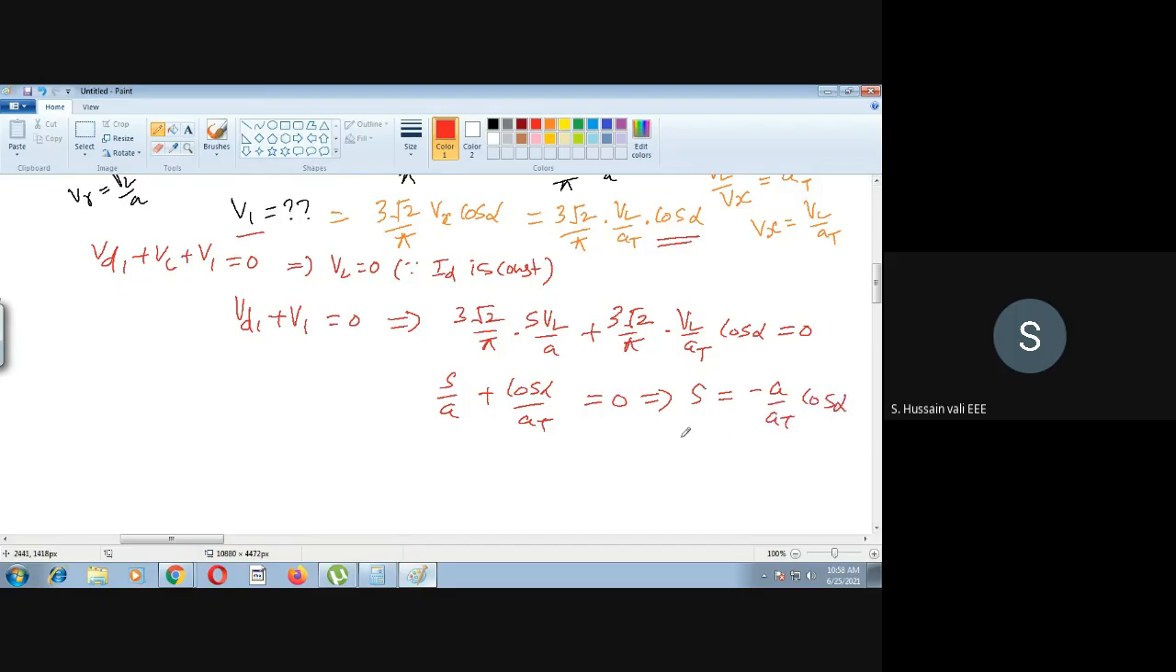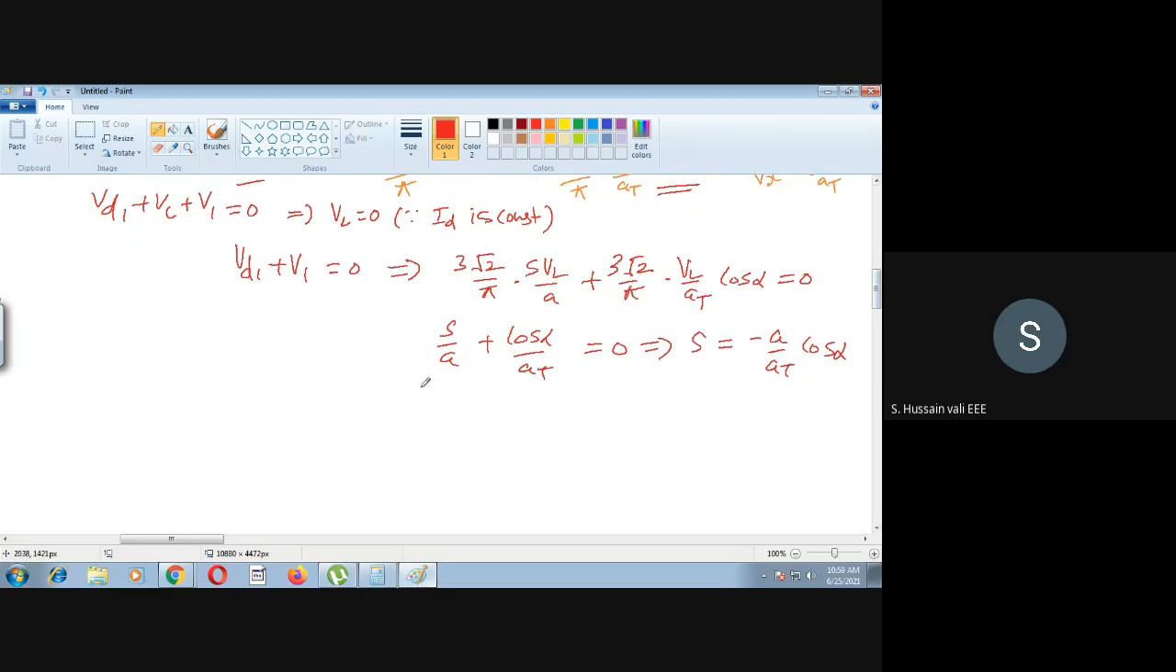If I take only the magnitude, because slip is negative in the sense and cos alpha is negative as alpha is greater than 90, we will take the magnitude here. So if I take only magnitude, you will get S equal to A by AT cos alpha. So this is the relationship we will get here.